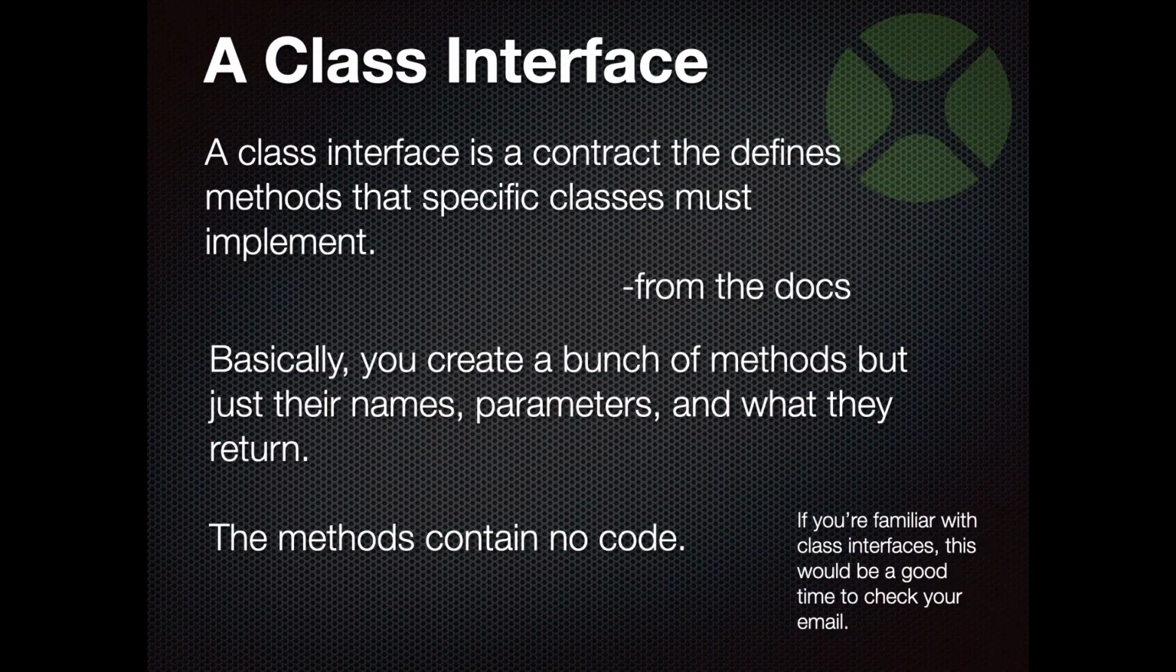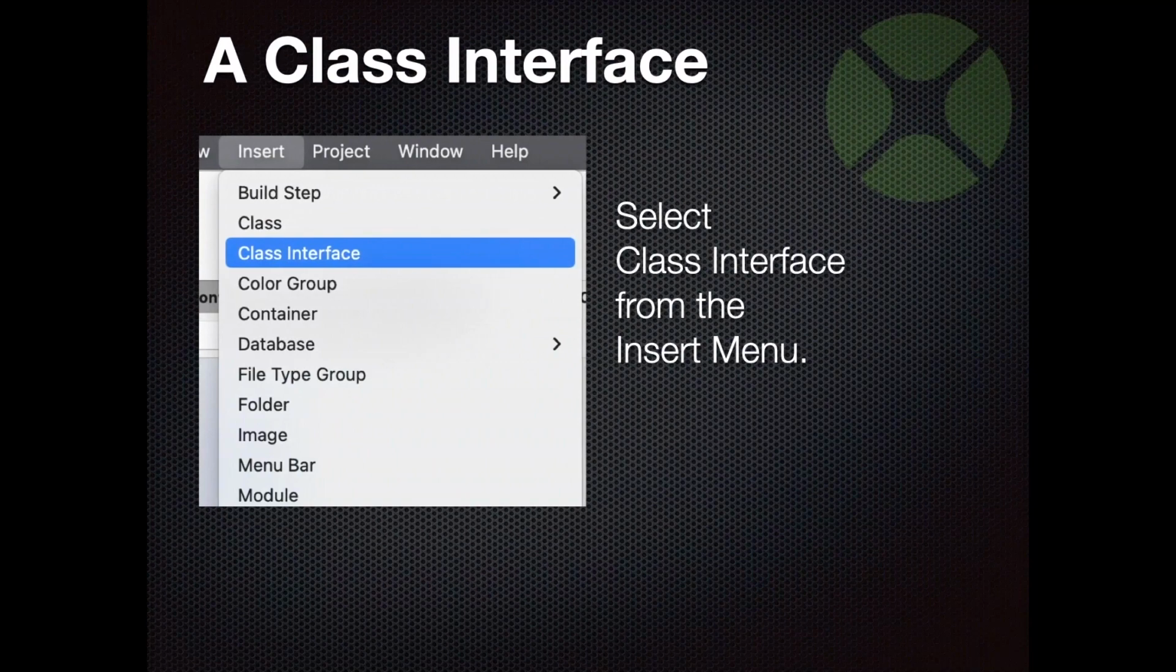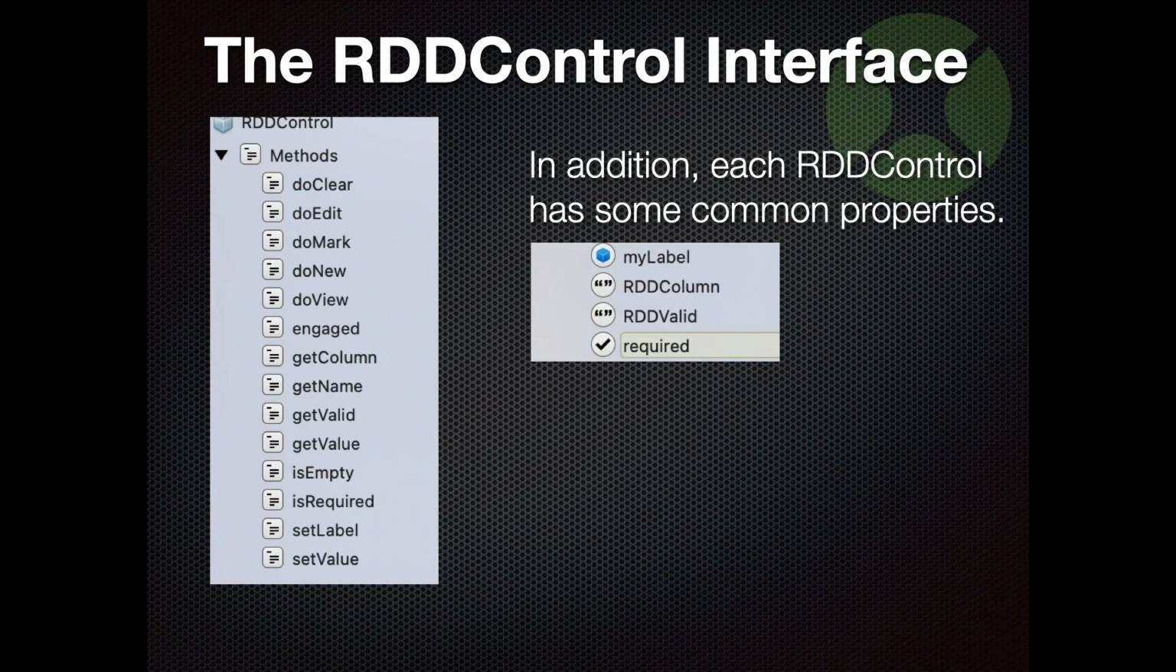And this is a class interface. I think Mark taught us all about class interfaces yesterday. And to make a class interface, you insert a class interface. And this is what the RDD control interface looks like. It has all these methods. And also, all of them have to have some properties. It would be nice if a class interface could require properties in some way, but I'm not sure how that would work.